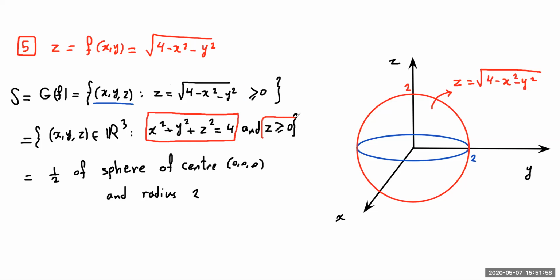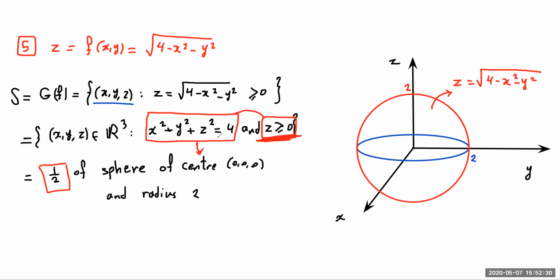This is important. So the surface is these two conditions, all the points x, y, z with these two conditions together. So what's the meaning of this? This is a sphere of center 0, 0, 0 and radius 2, because the number 4 is 2 power 2. And because of this condition here, I will have a half of a sphere. So the upper half of a sphere, above the OXY plane.